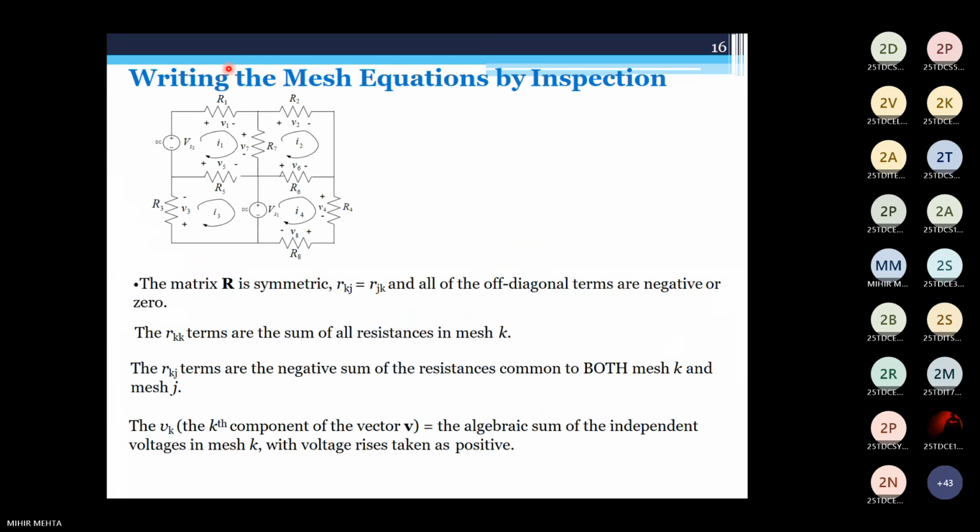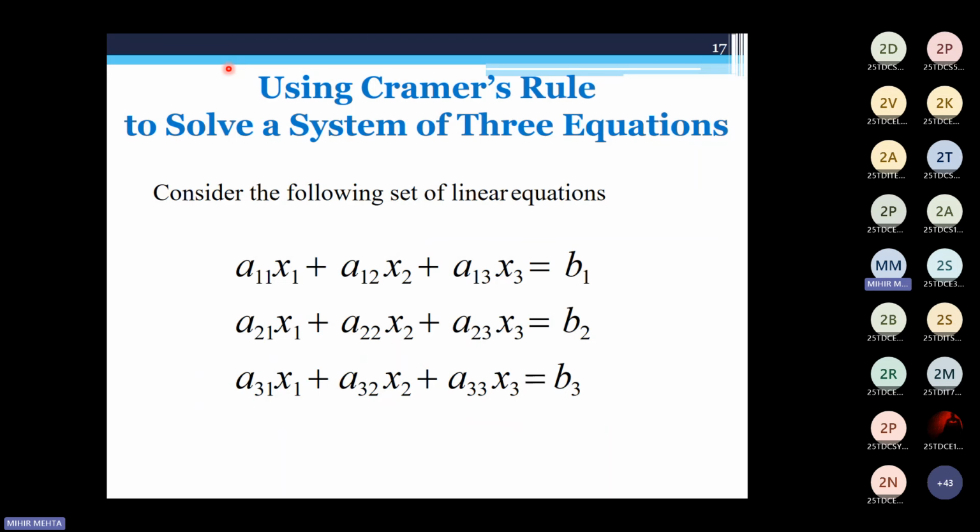Fine. So now let's have a look at Cramer's rule. How does Cramer's rule work? Let's say you have three equations like this, where you have A11 into x1, A12 into x2, A13 into x3 is equal to B1. This is your equation number one. Second equation is A21 into x1, A22 into x2, A23 into x3, which is equal to B2. Similarly, A31 into x1, A32 into x2, A33 into x3 is equal to B3. Let's say these are three equations that you have.